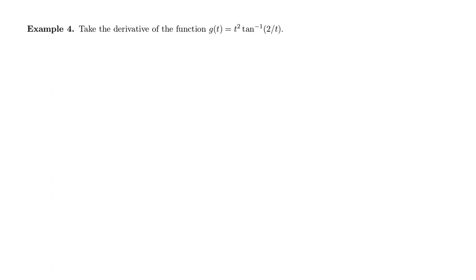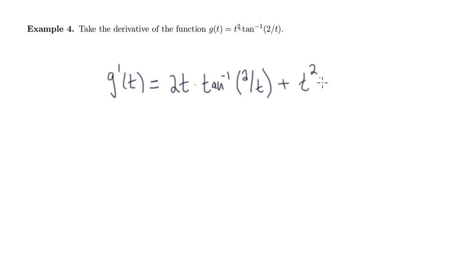Okay, so same story here. We have this kind of compound function. I see a product of two functions right there, t squared times tan inverse. And then we're also composing tan inverse with the function 2 over t. So let's get to work. First things first, we need to use the product rule. So this should be 2t times tan inverse of 2 over t. That was the easy part. And then plus t squared times, okay, what's the derivative of inverse tangent?